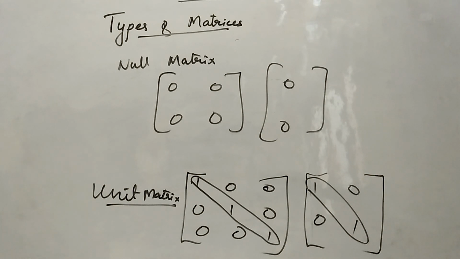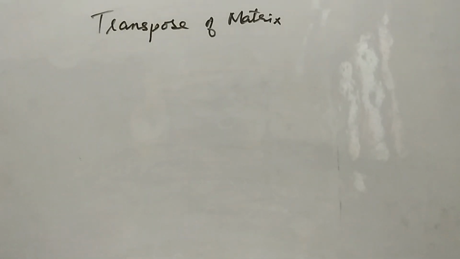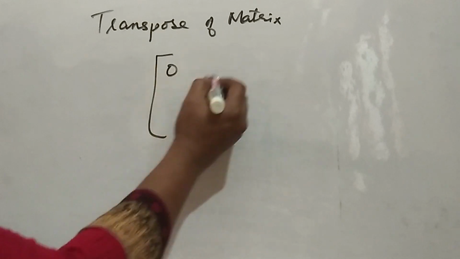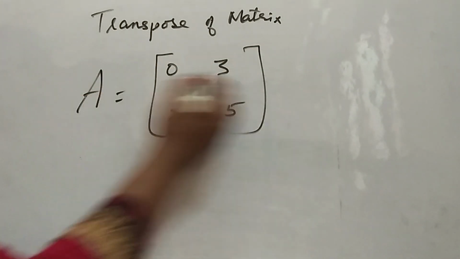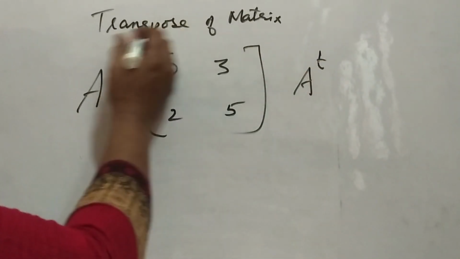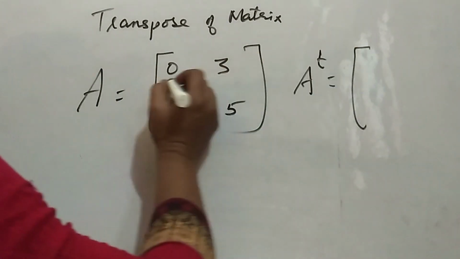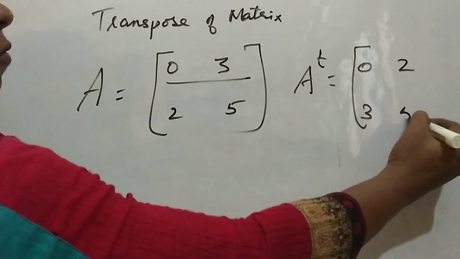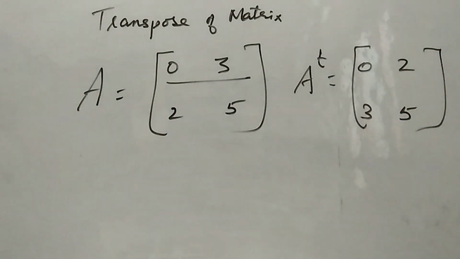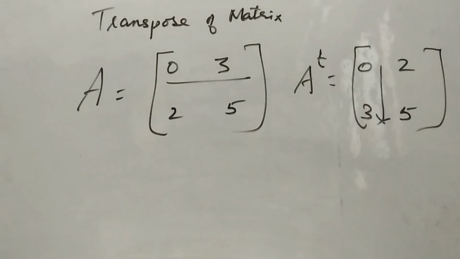Then transpose of a matrix. Row will become a column, column will become a row. See, 0, 3, 2, 5. This is the matrix A. And A with T means the transpose of matrix A. This is a row, so it will be written as a column. Rows will become columns. Clear? And columns will become rows. Additive inverse.